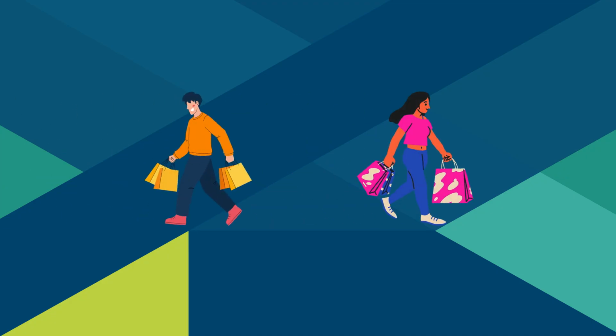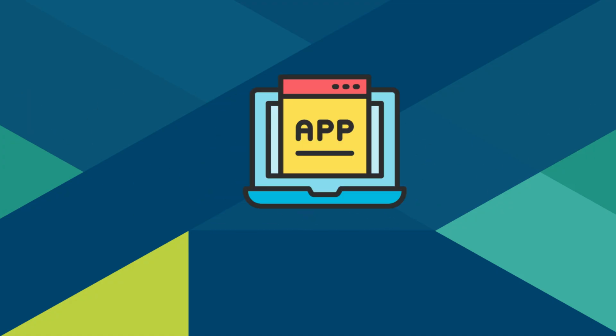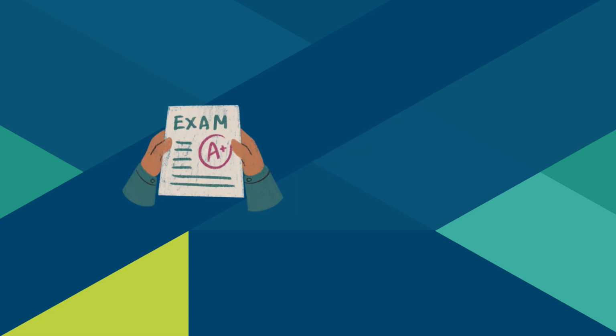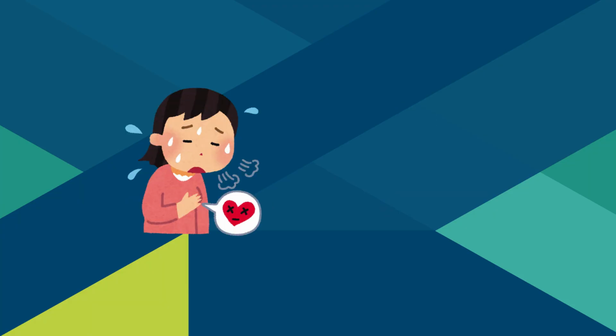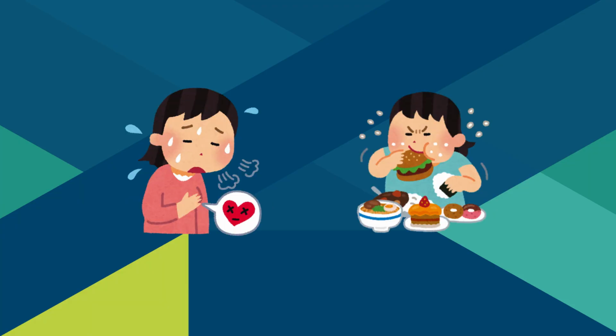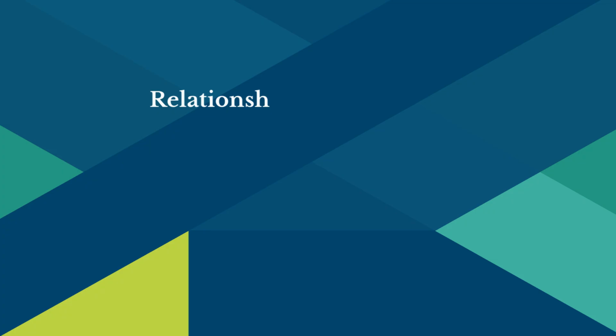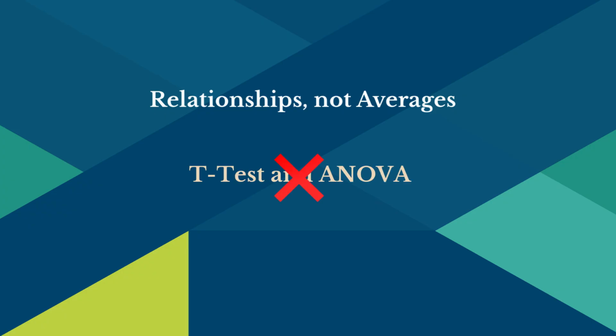Is what we are seeing real, or could it just be random chance? For example, do men and women prefer different products? Is customer churn related to subscription type? Is exam result related to teaching method? Is disease occurrence related to lifestyle? When data is categorical and we want to test relationships, t-test and ANOVA no longer work. That's where a different tool comes in.